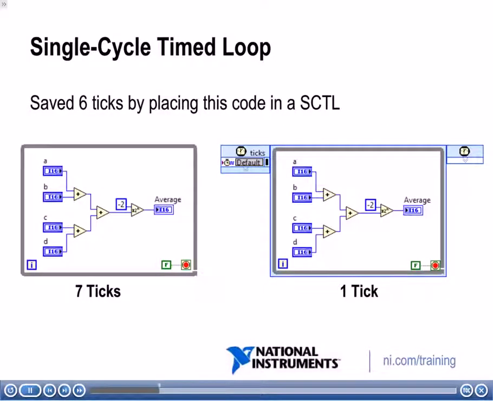This slide shows a comparison again of a while loop versus a single cycle time loop. If you look at the while loop on the left, the code inside there takes about 5 ticks, and you also add the 2-tick overhead of the while loop, so each iteration is going to be 7 ticks. If we look at the single cycle time loop on the right, all of that code, which looks the same, except that it's inside a single cycle time loop, is only going to take 1 tick. So you're saving 6 ticks by placing it inside a single cycle time loop, and it's going to be much faster.